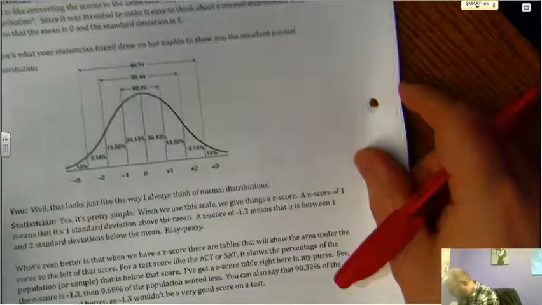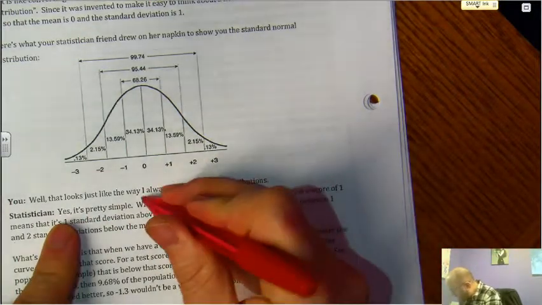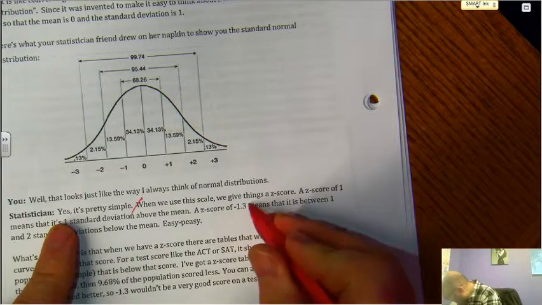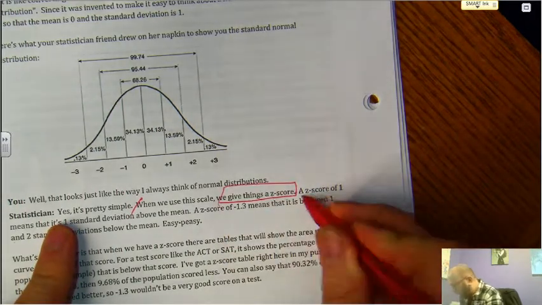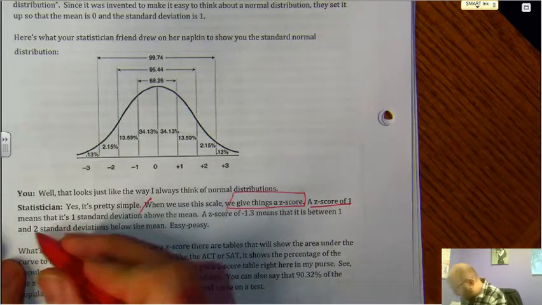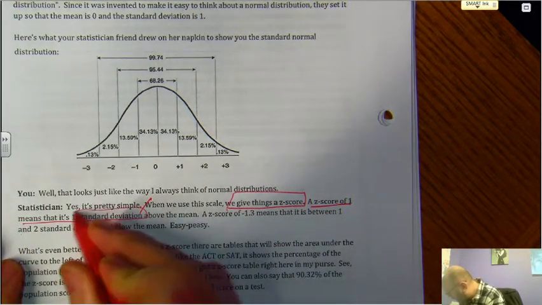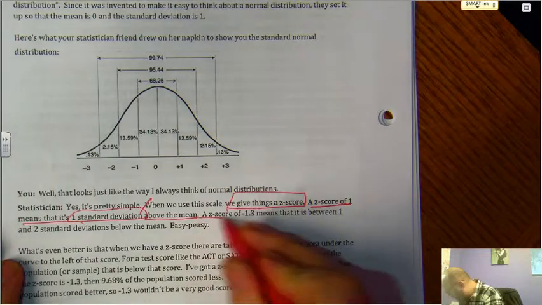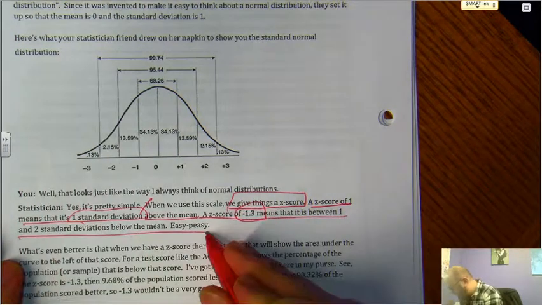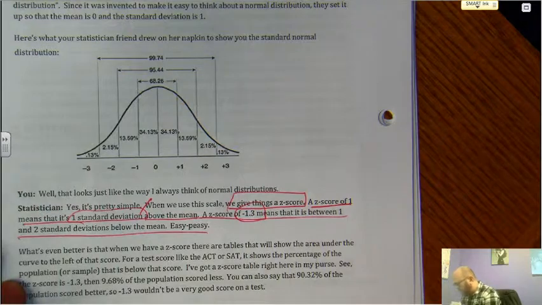Okay, so here it is. So when we use a scale, we give things a z-score. A z-score of 1 means that it's 1 standard deviation above the mean. A z-score of negative 1.3 means that it's between 1 and 2 standard deviations below the mean. So this is easy peasy.